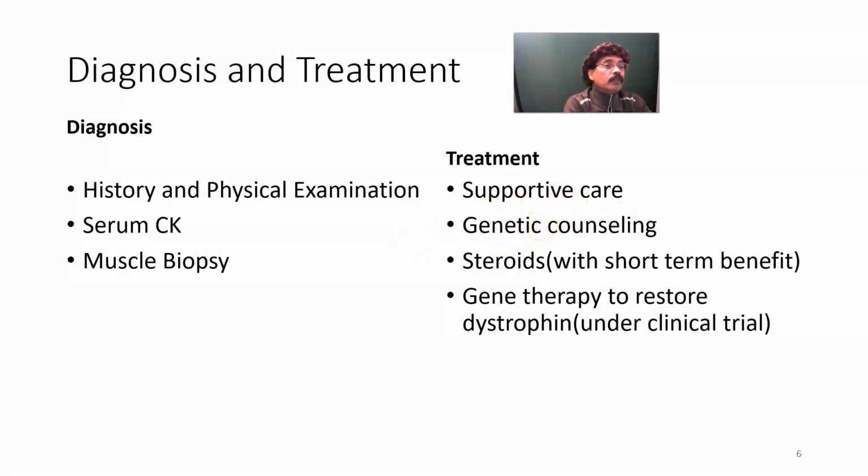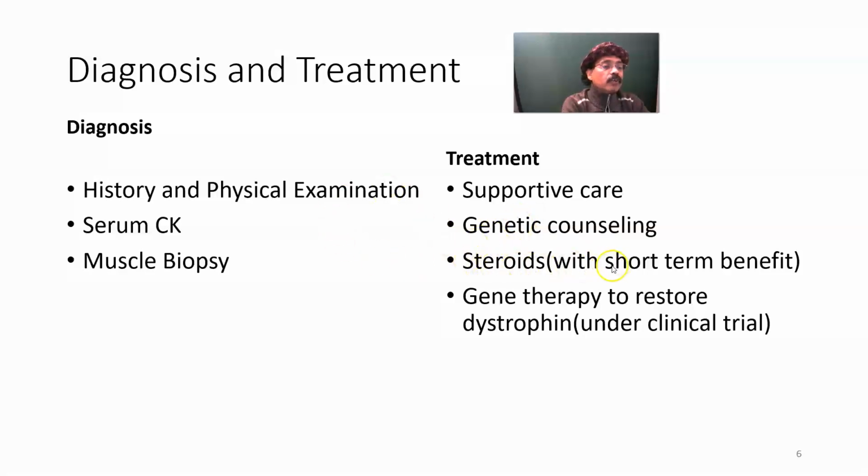So there is every possibility to transmit to the next generation, especially to the male child, but the female child will carry that disease usually because they have two X chromosomes. So females usually don't suffer, they carry the Duchenne muscular dystrophy.